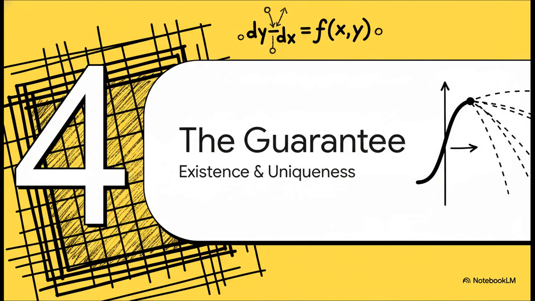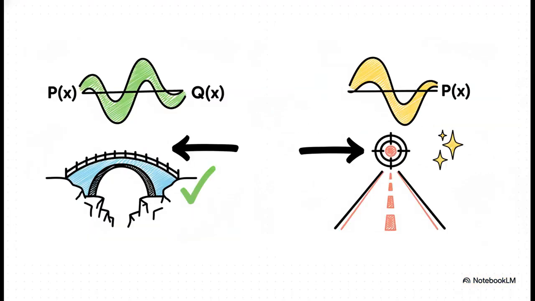So, we have this really powerful blueprint, which is great, but what gives us the confidence that it's always going to work? Is there some kind of guarantee? Well, yes, there is. And it comes from a really important theorem in differential equations about existence and uniqueness. It really just boils down to this.